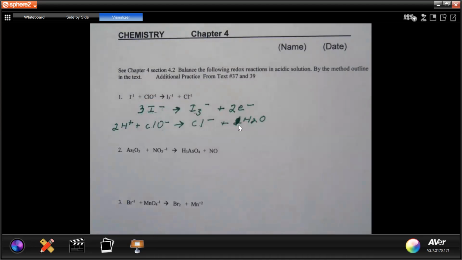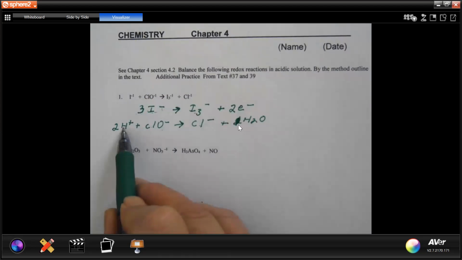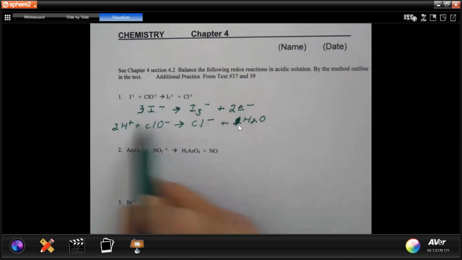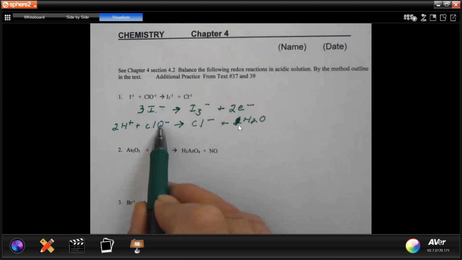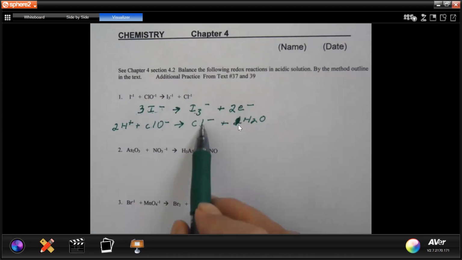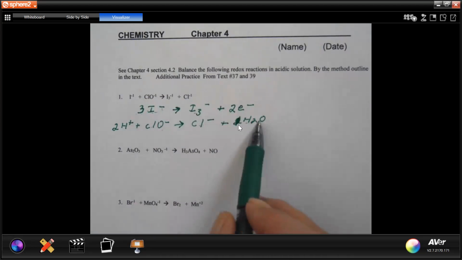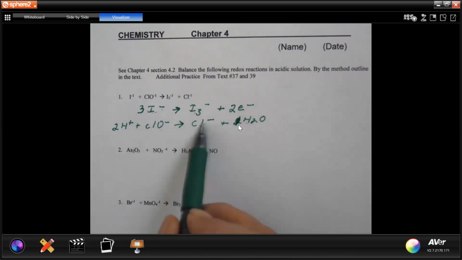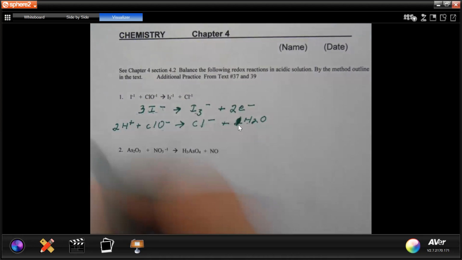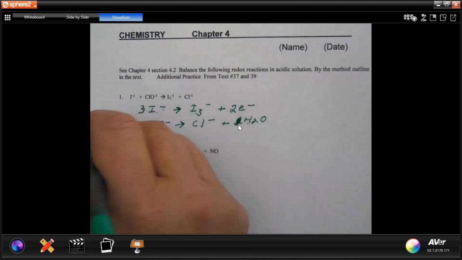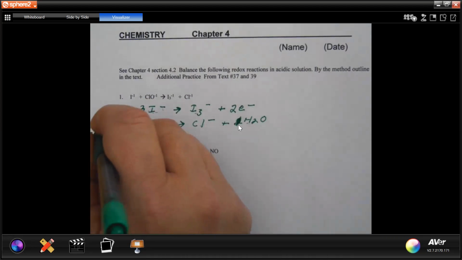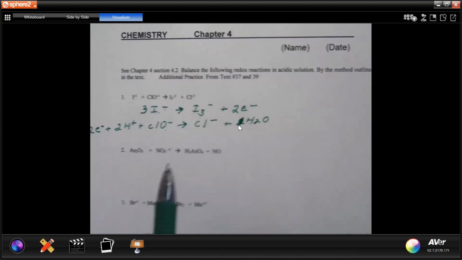So now it's balanced for atoms. I've got the same number of atoms of both things on both sides. So now I have to balance the charge. And on the left side, I've got a 2+ charge and a -1 charge. So overall, it's +1 on this side. On this side, it's -1 and neutral. So I need to make it -1 on both sides. So I have to add 2 electrons to this side of that equation.